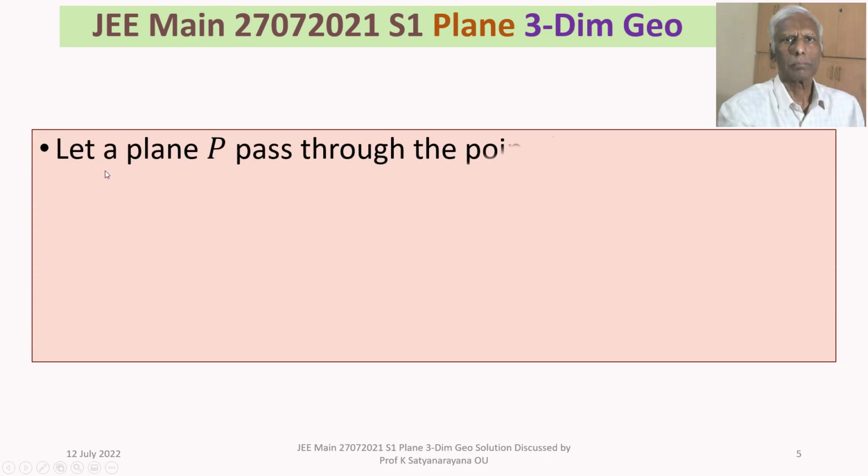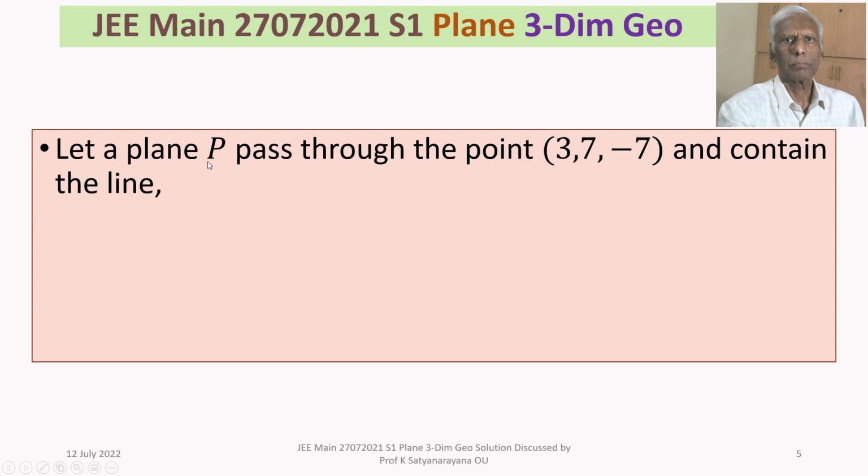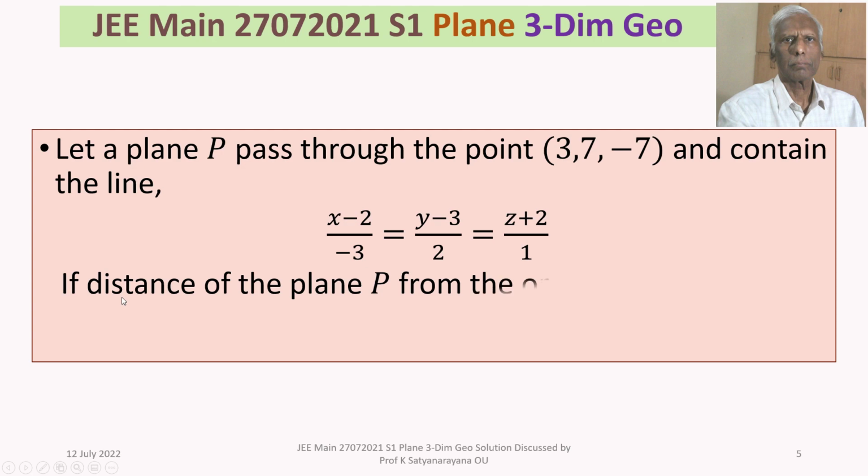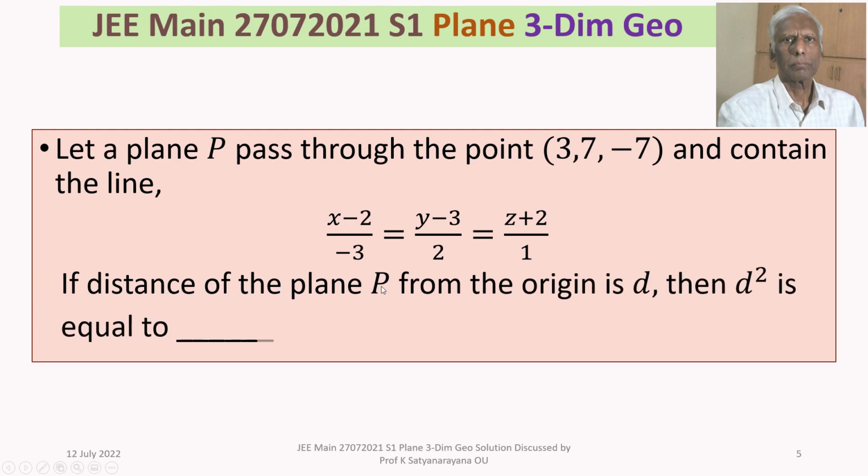The problem is: let a plane P pass through the point (3, 7, -7) and contain the line (x - 2)/(-3) = (y - 3)/2 = (z + 2)/1. If the distance of the plane P from the origin is d, then d square is equal to.